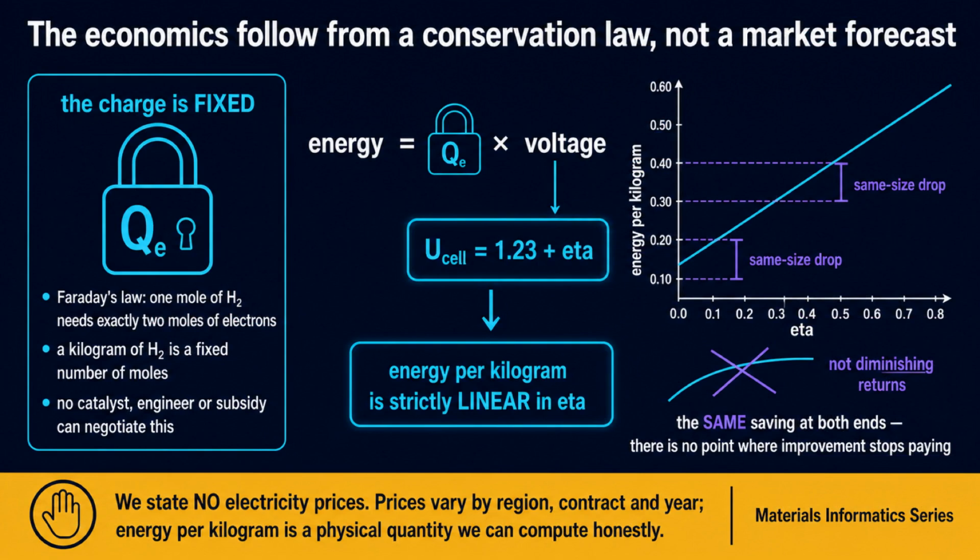The economics follow from a conservation law, not a market forecast. Faraday's law says each mole of hydrogen needs exactly 2 moles of electrons, and a kilogram of hydrogen is a fixed number of moles. So the charge you must push per kilogram cannot be negotiated by any catalyst, any engineer, or any subsidy. Energy is charge times voltage, and the cell voltage is 1.23 plus eta. Since the charge is fixed, energy per kilogram is directly proportional to cell voltage. Every volt of overpotential is pure waste, paid on every single electron for the operating life of the plant.